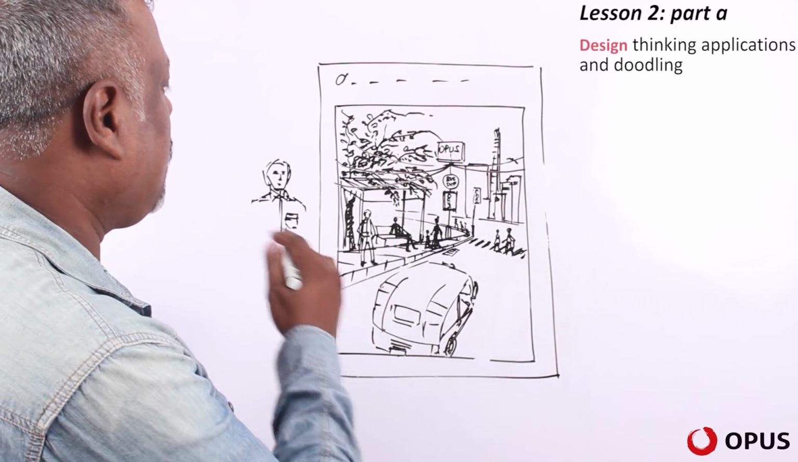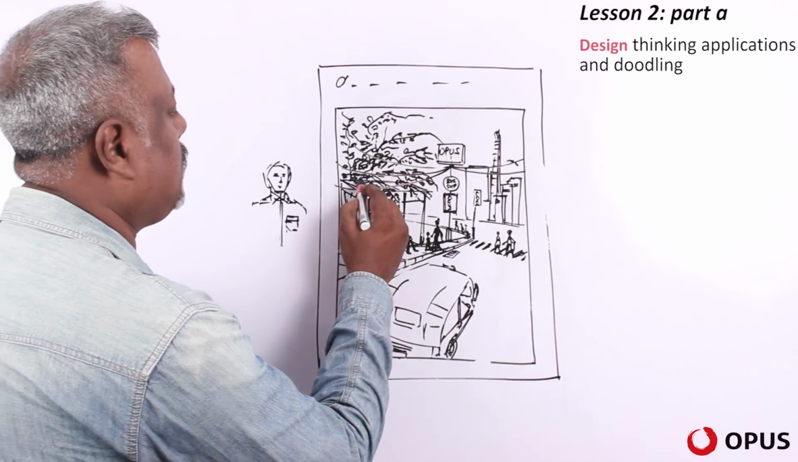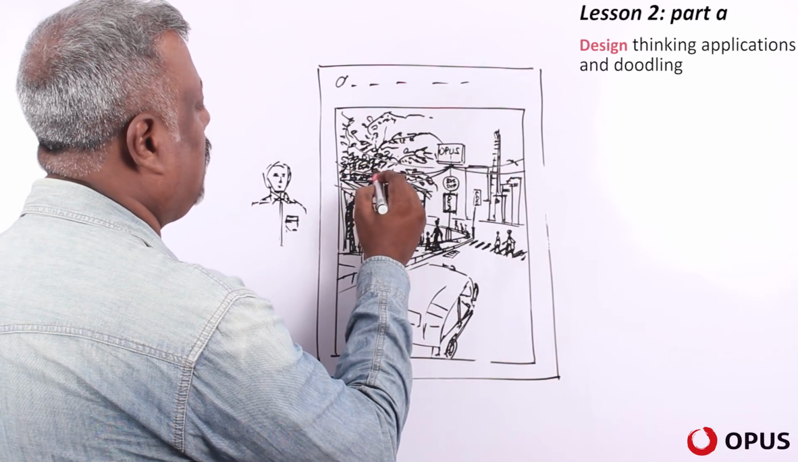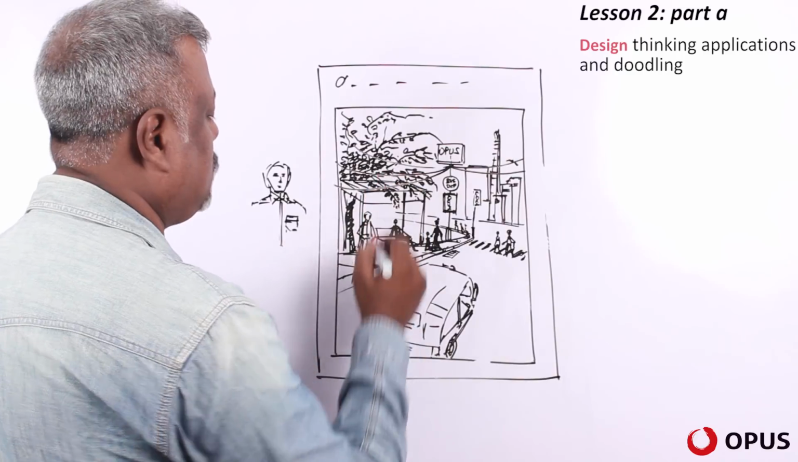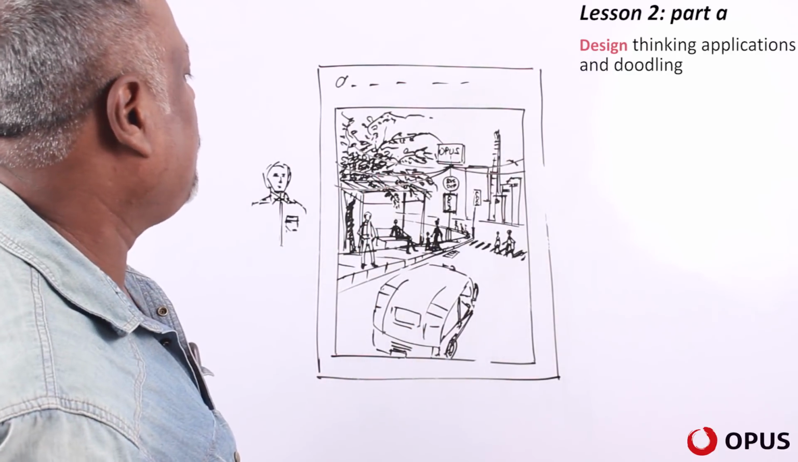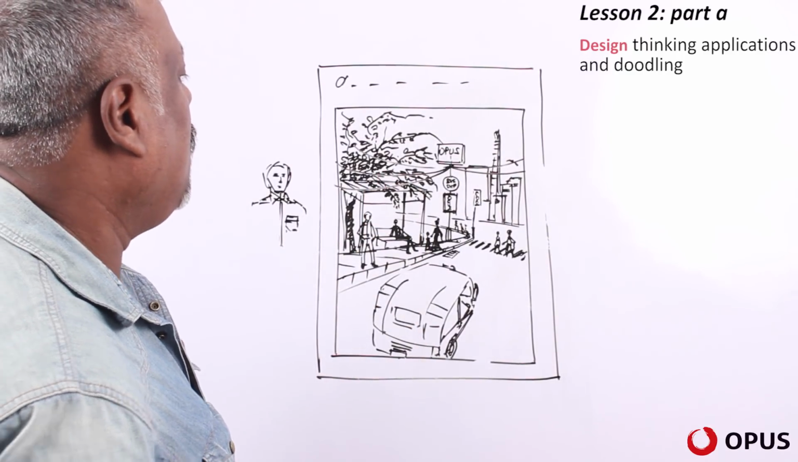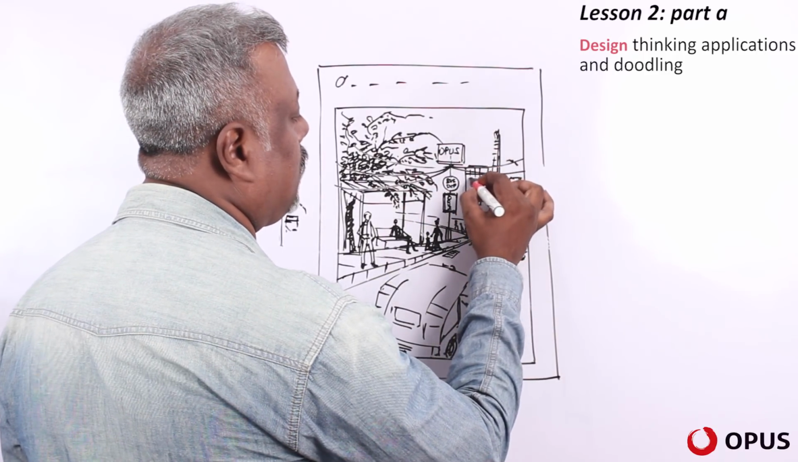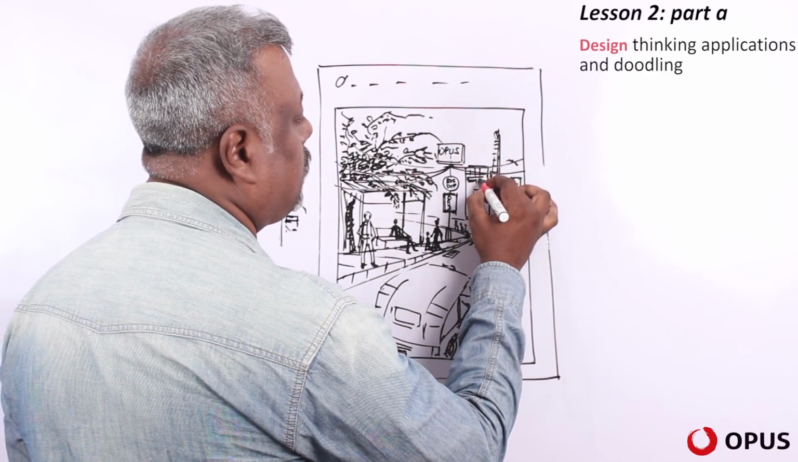So there are electrical wires, and this portion should be a little darker because there has to be a lot of leaves and branches. Kind of a bus stop over here. This building, if you have enough time, just keep detailing on the building.